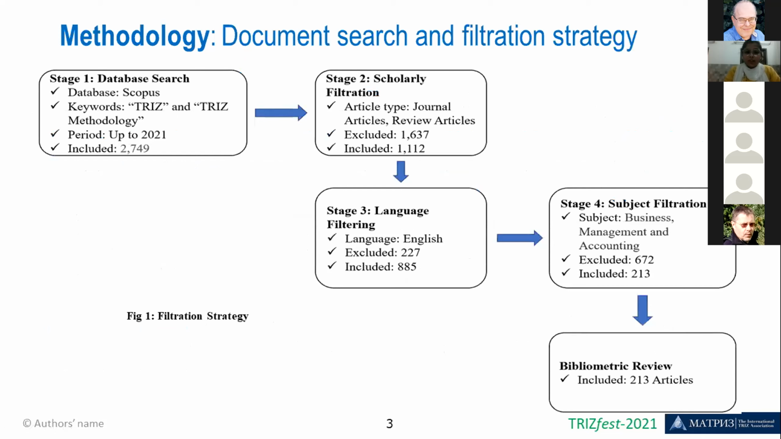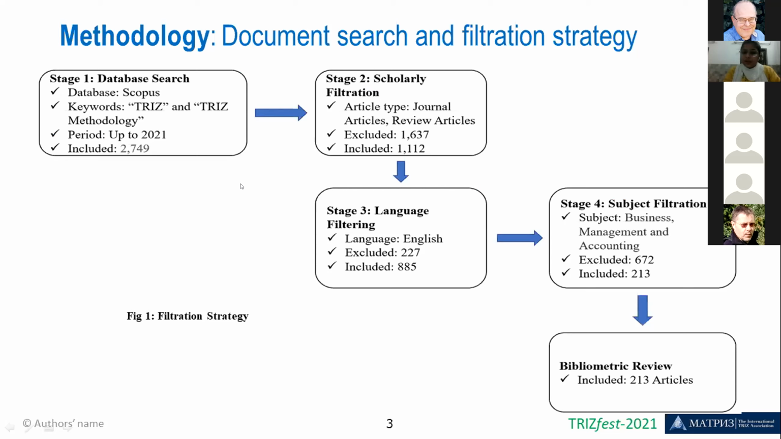So this is the methodology or the filtration strategy that we have used throughout our research. First of all, the database that we have chosen was Scopus, and the keywords we used were TRIZ and TRIZ methodology, and the period we selected was up to 2021. In the first literature search, there were 2,749 research papers. Then we did filtration and limited to journal articles and review articles. Therefore, 1,637 papers were excluded like this.